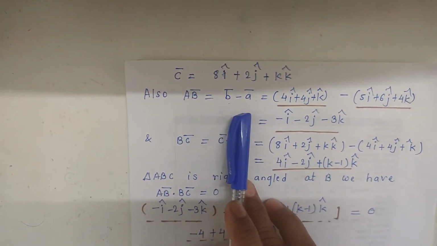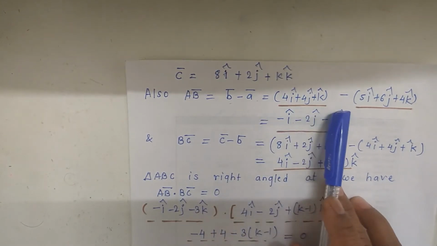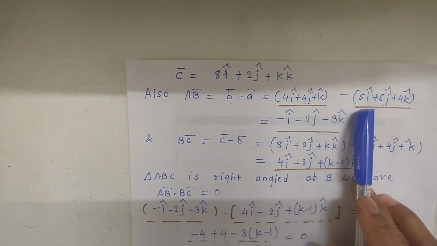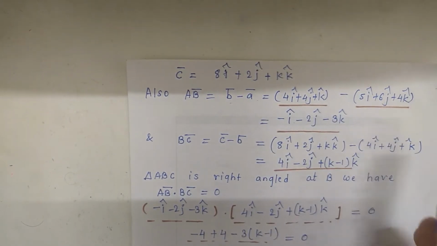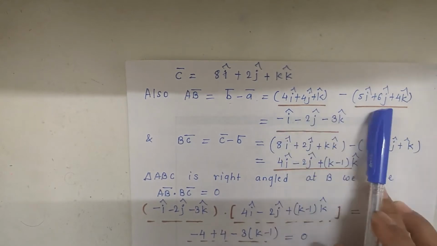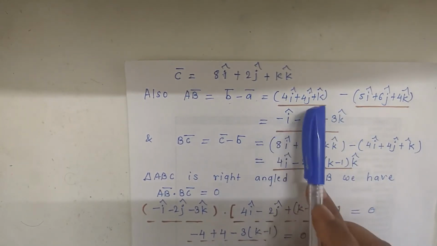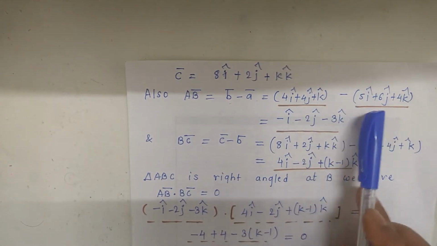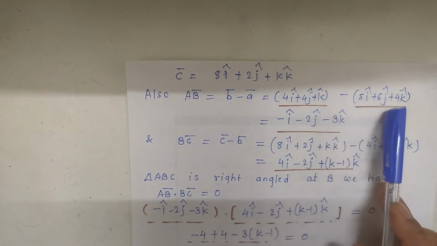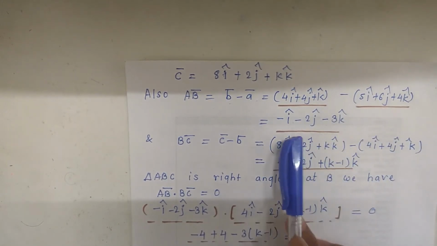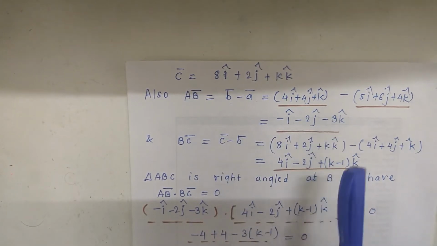AB bar can be written as B bar minus A bar is equal to 4i cap plus 4j cap plus k cap minus the value of A bar, which is 5i plus 6j plus 4k, and subtracting these two position vectors: 4i minus 5i is minus i cap, 4j minus 6j is minus 2j, and k minus 4k is minus 3k cap. So write here the subtraction of B bar minus A bar.